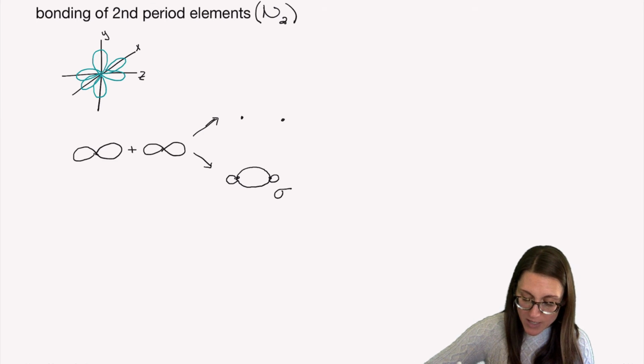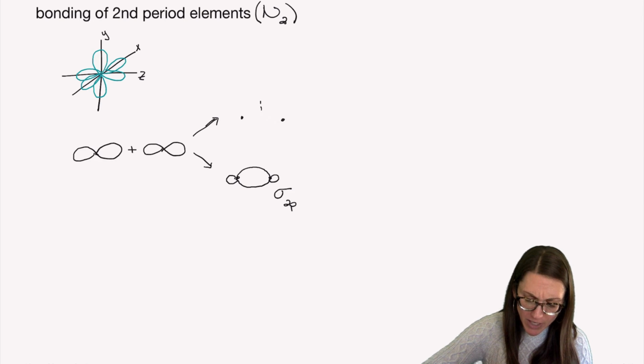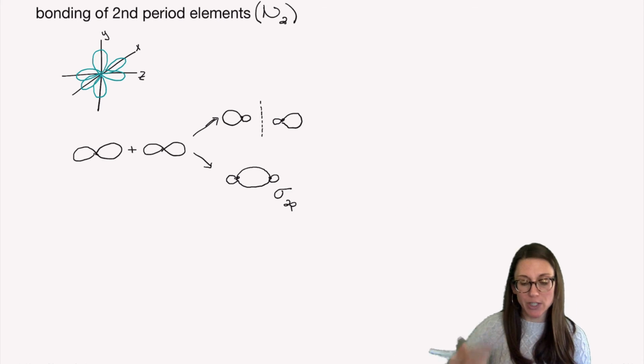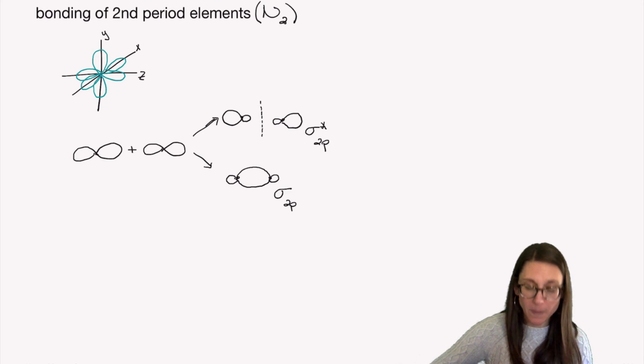And so this would be a sigma, and we're going to call it a sigma 2p because it's from those 2p orbitals overlapping. And I'm also going to end up with a sigma star. So again, I'm going to get a nodal plane between the 2 nuclei, and my electron density is going to be concentrated away from that bonding region. And so this is a sigma star 2p.